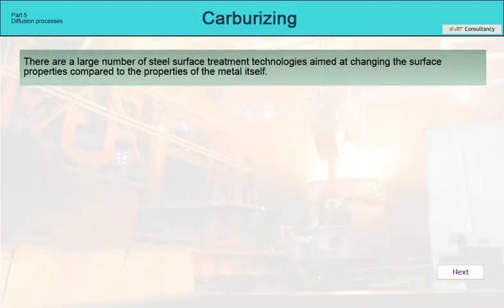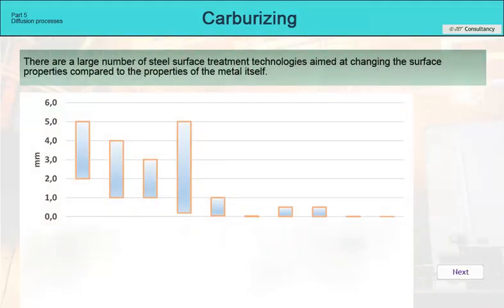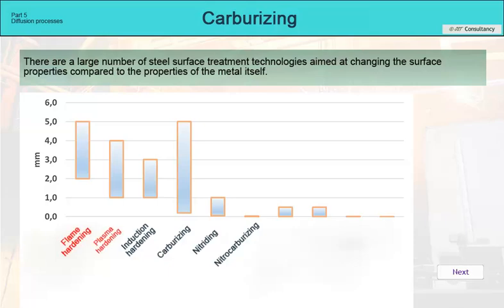There are a large number of steel surface treatment technologies aimed at changing the properties of the metal surface compared to its usual properties. The most well-known include carburizing, nitriding, nitrocarburizing, and induction hardening, and the less frequent ones are surface hardening by flame, plasma, laser, electron beam, ion implantation, or PVD and CVD coatings. All these technologies differ both in the way the layer is created and in the affected depth. In some cases, it is millimeters, but in others, it is only microns.